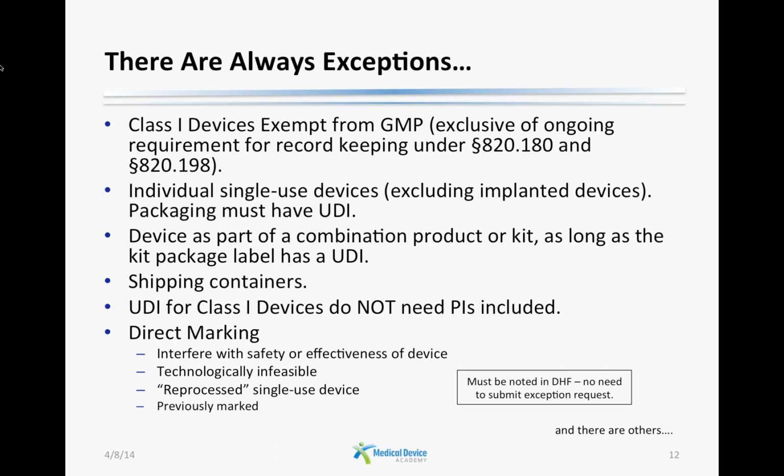UDI does not need to be on the individual single-use device. Instead, it needs to be on the next higher package. For example, exam gloves. The UDI goes on the box, not on each glove. This rule requires that the package have a single version or model, is distributed together in a single device package, is intended to be stored in that device packaging, and is not intended for individual sale. It also does not apply to implanted devices, which require a UDI.